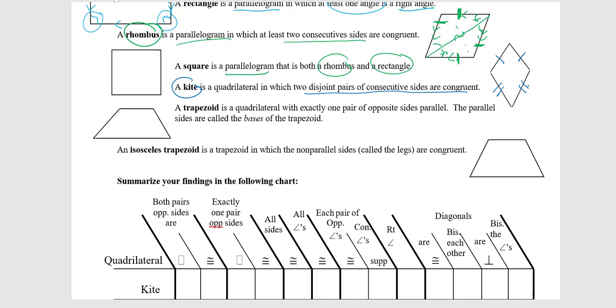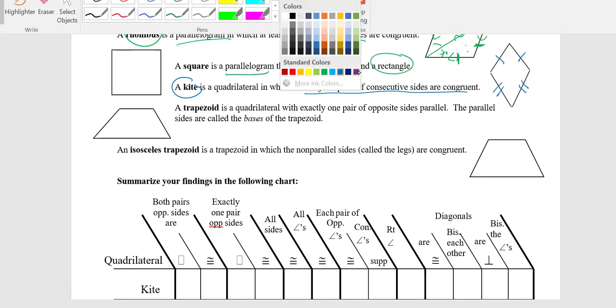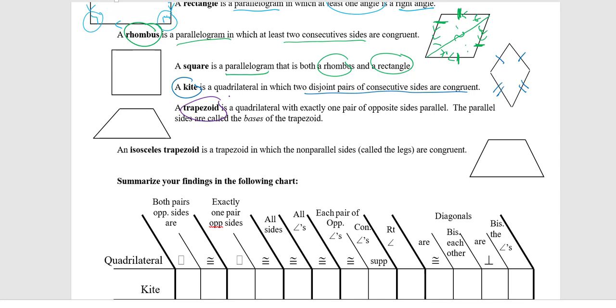A trapezoid is the next one, and a trapezoid is a quadrilateral that has one pair of opposite sides parallel to each other. So the weird thing about that is you could end up with a trapezoid that looks like something like this. That is actually a trapezoid, even though it doesn't look like what we normally would see in a trapezoid. These two parallel sides are called bases. These two non-parallel sides are called legs.